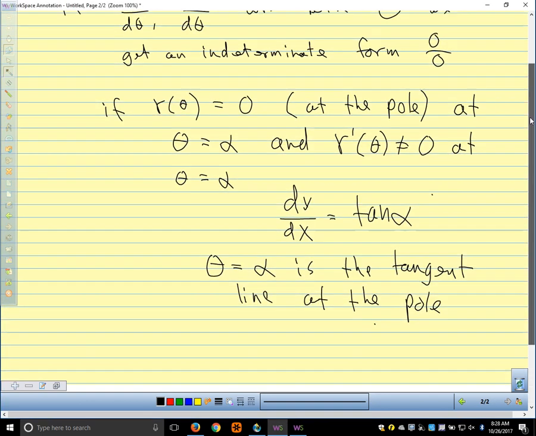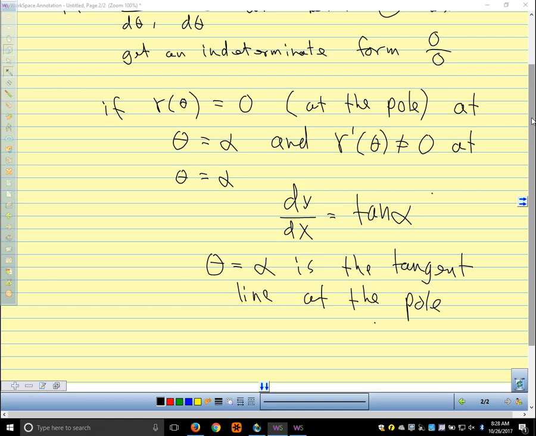So this is how we're going to find our tangent lines at the pole. We look for where r of theta equals 0. We check to see if r prime at that particular value is not 0. And if so, then whatever theta value that is going to be the tangent line at the pole.